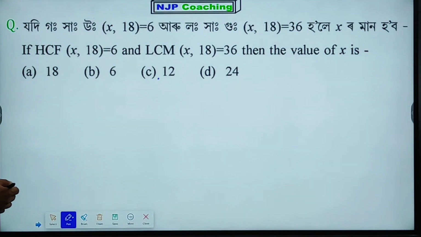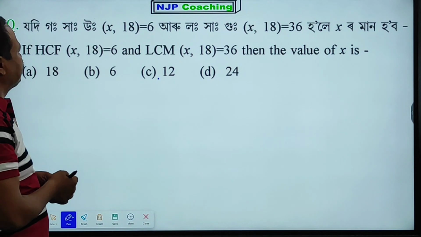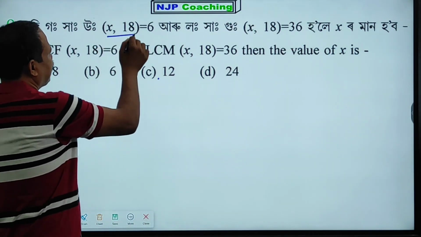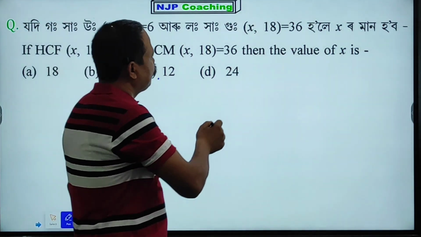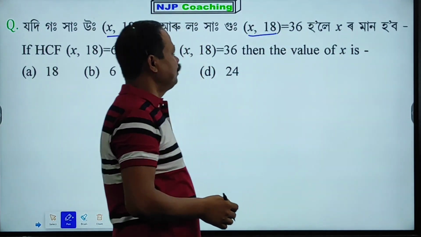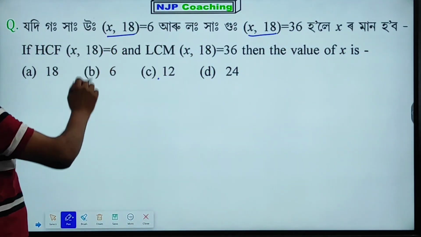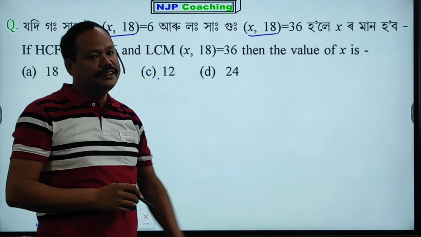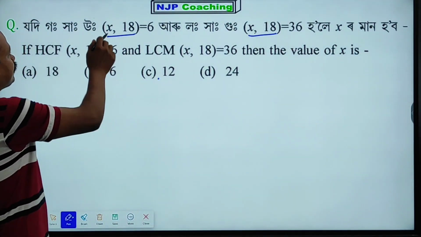If HCF of x and 18 equals 6, that means numbers are given, x and 18. Here also LCM of x and 18. That means HCF of x and 18, LCM of x and 18. So what are the numbers? x and 18.